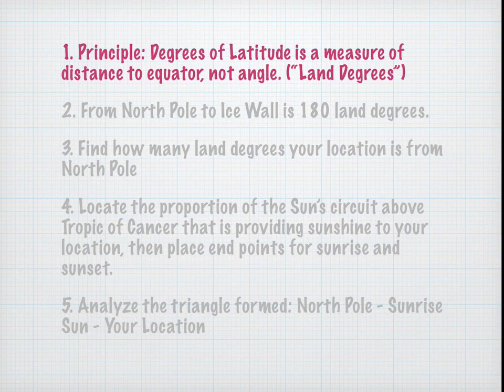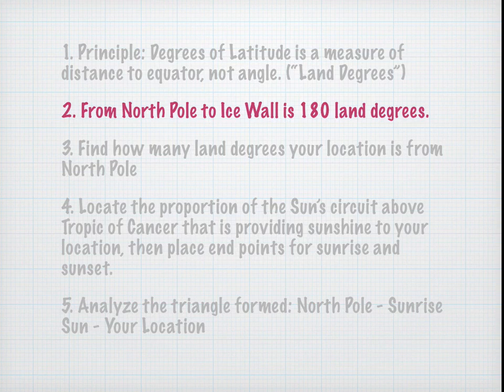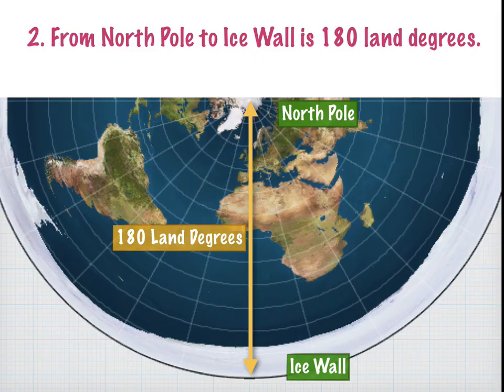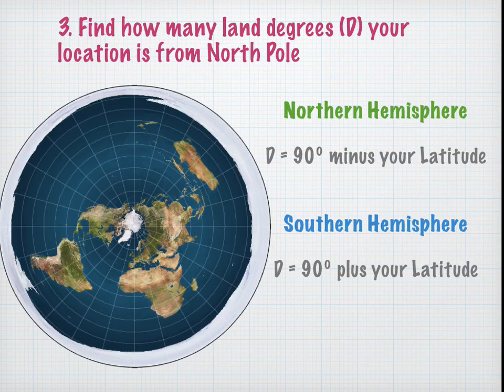Number one, first principles. A degree of latitude is a measure of distance, not angle. It's land degrees. So again, we have the North Pole, which is 90 degrees north. We have the equator, and then we have the ice wall, which is 90 degrees south. So we're going to call these land degrees, and then we're going to say that it's 180 land degrees from the North Pole to the ice wall. All right, so we're going to eliminate the mention of latitude. We're just going to call these things land degrees. And then we're going to find out how many land degrees your location is from the North Pole.